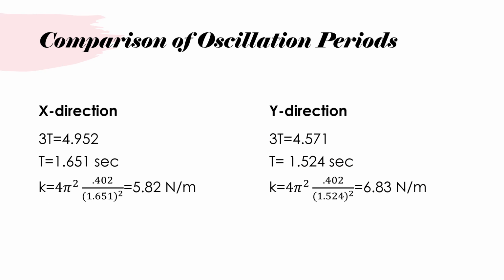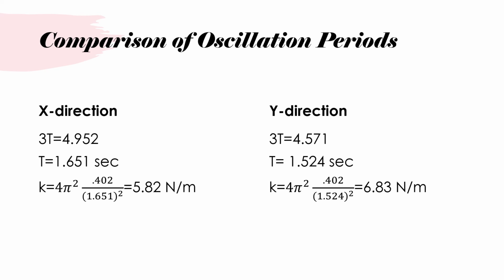Here's a comparison of oscillation periods between the x direction and y direction. For both directions, I calculated the oscillation period in the same way. I found the amount of time it takes to complete 3 total oscillations, and I divided by 3 to get the oscillation period. As you can see, the oscillation periods differ between the x and y components.